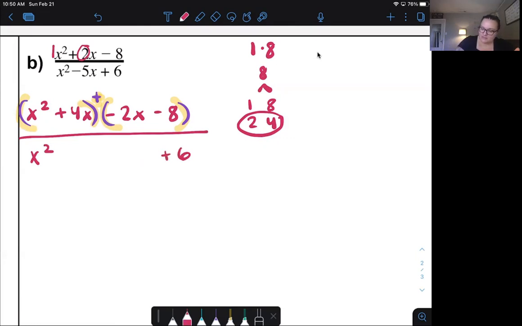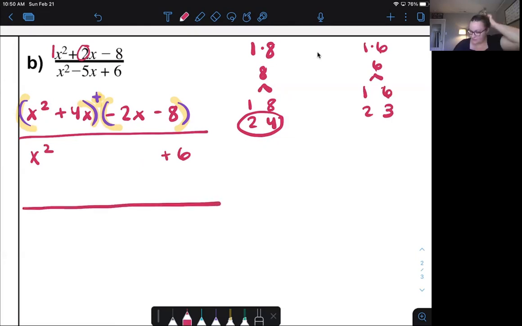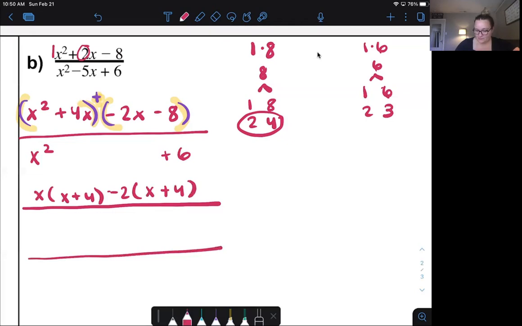So you're going to take 1 times 6. You're going to pick factors of 6 that add or subtract to give you -5. I'm going to go back to my numerator though. Okay, and then you just factor out what they have in common. So our numerator will be x times x plus 4. These guys have a -2 in common. You're going to have x plus 4. Our parentheses match. So you're going to have x plus 4 times x minus 2 as your factors.